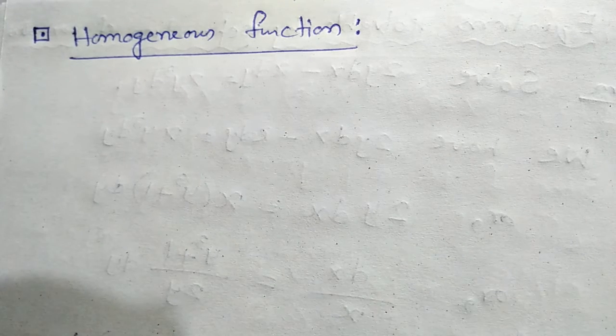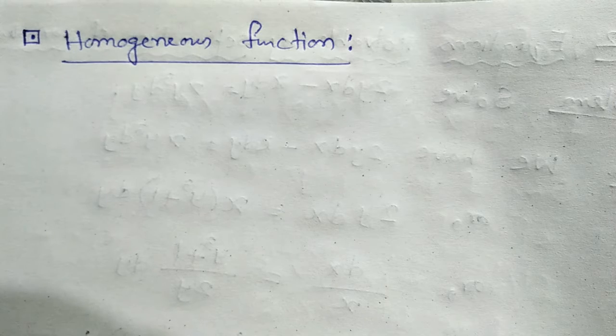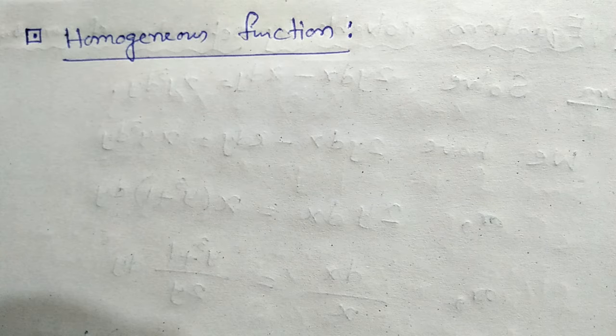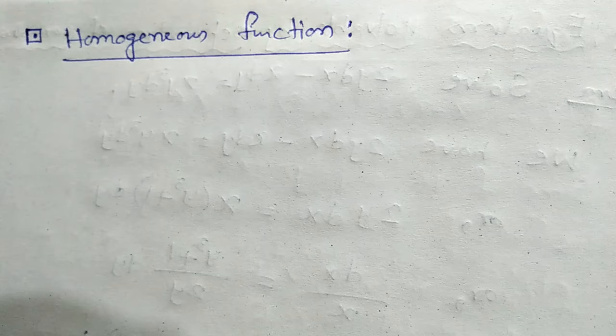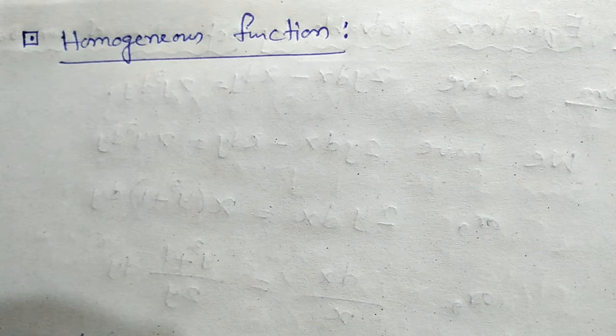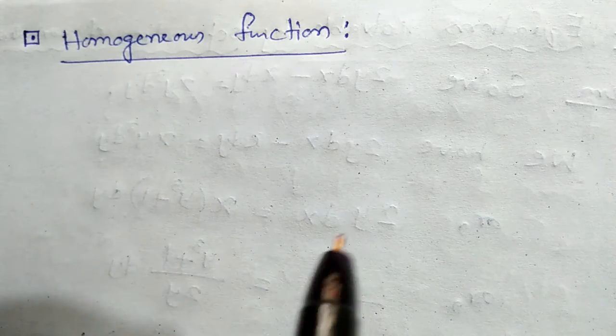Welcome to everyone. In our previous class, we discussed exact equations. Today, we are going to discuss two types of equations, that is homogeneous equations and equations solvable by separation of variables. So, coming to the first one, that is homogeneous function. To know about homogeneous equations, we need to know about homogeneous functions.